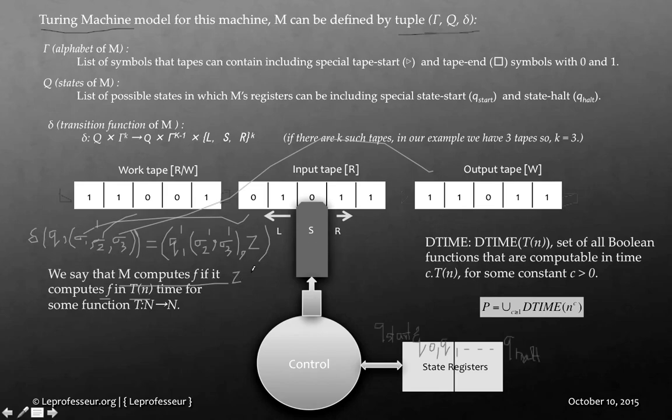So G belongs to, say, G belongs to L, S, R. All right, and this applies for all 3 tapes. So we're going to keep our convention, okay, right?